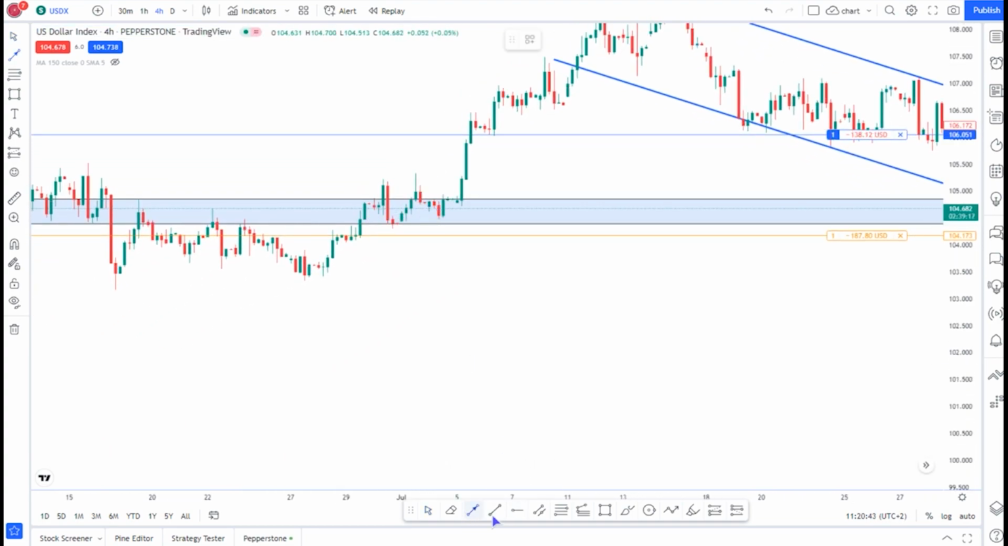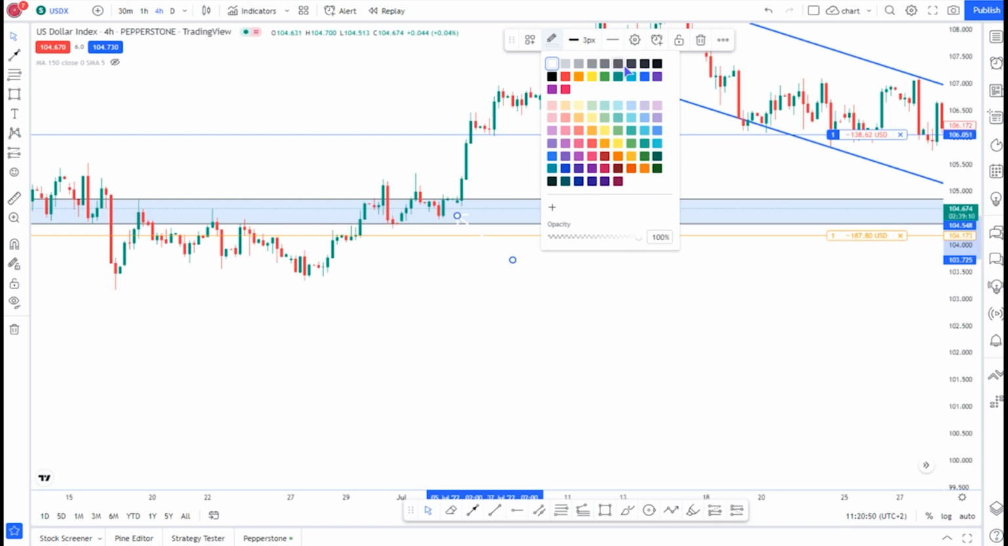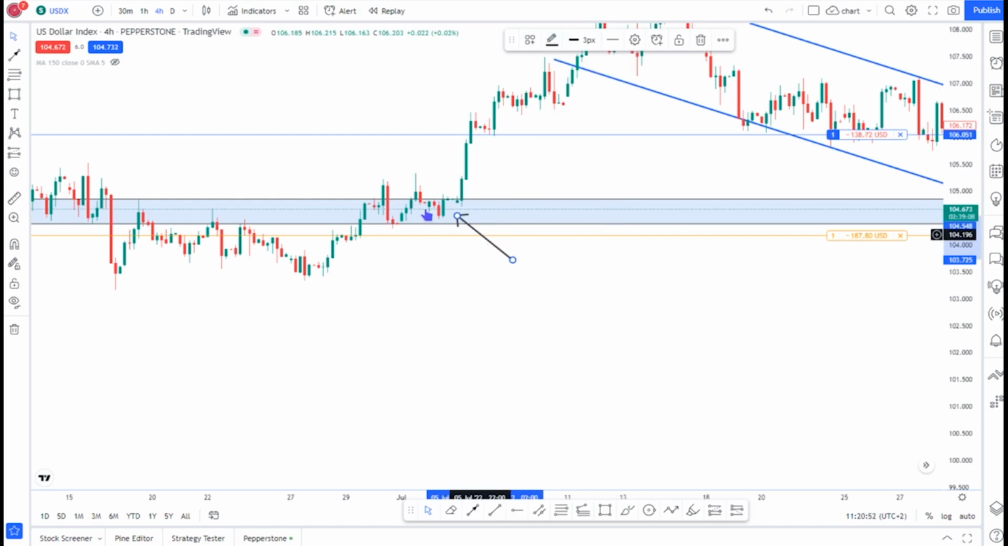That's where the buyers took the market with strength. So if you can look at here, let me just change the color. If you can look at here, we can see that there was a little bit of a pause or transition in the price, and then price shot all the way up with huge momentum.